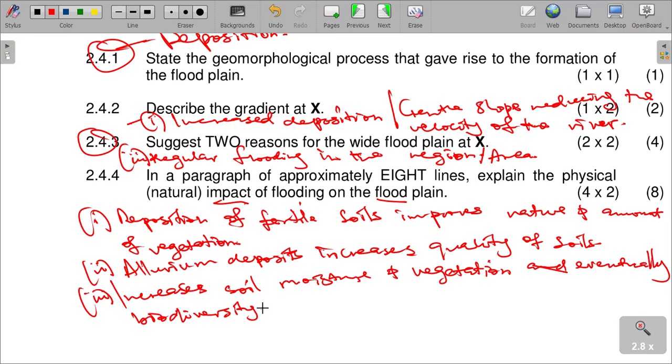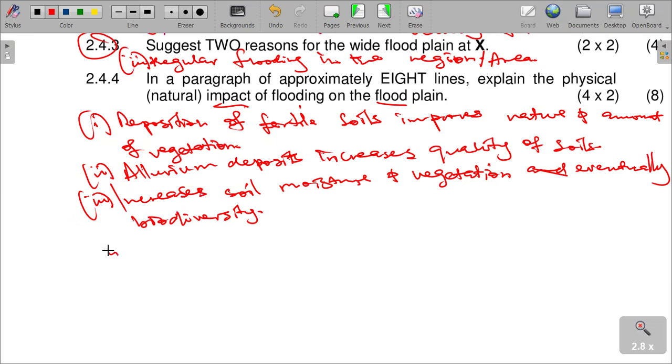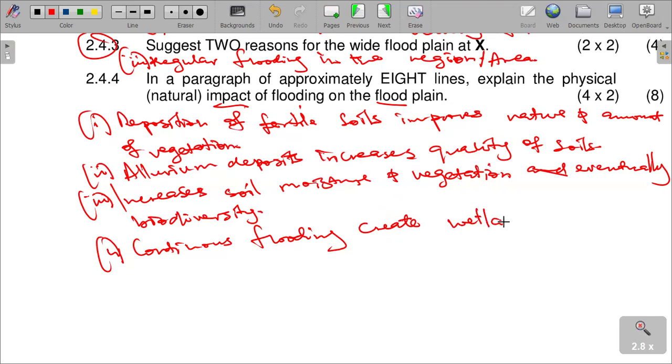We can also talk about another point that has to do with continuous flooding. Continuous flooding can create wetlands for various wildlife habitats.